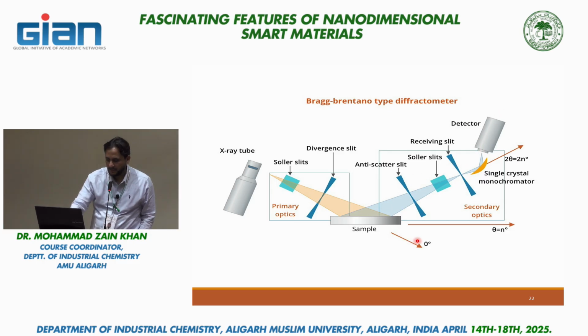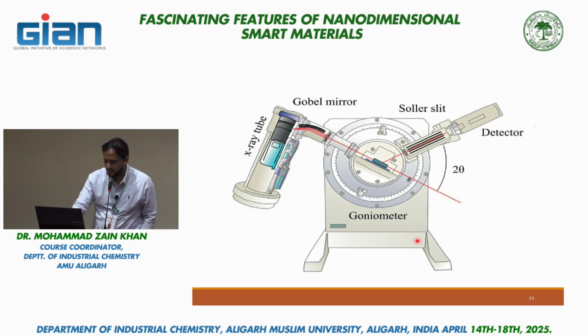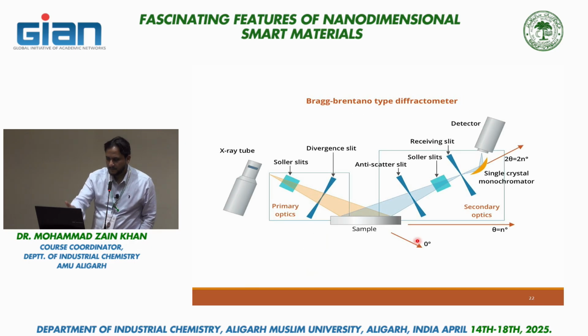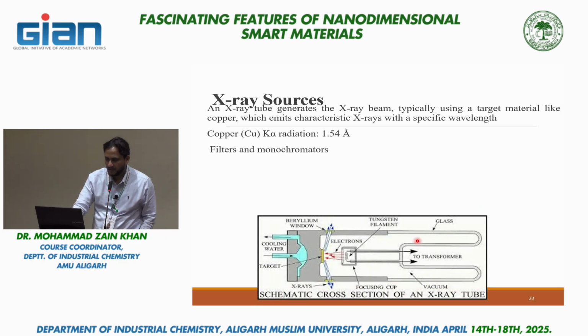This is the schematic diagram. This is also a schematic diagram. This is a flow chart. You can see how the different parts are connected. For the machine which we are using and which you have been given a demonstration of, the lambda is 1.54. We use copper K alpha radiation with a wavelength of 1.54 angstrom.